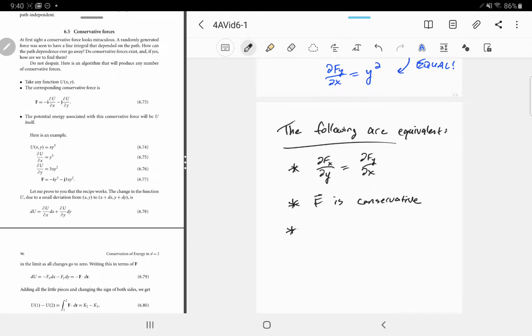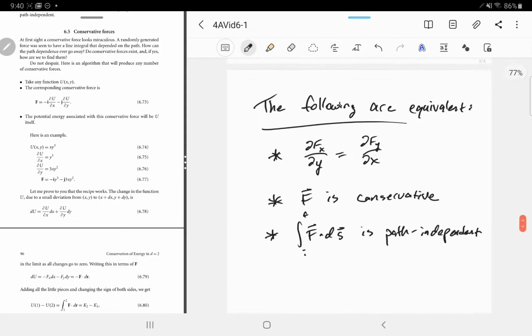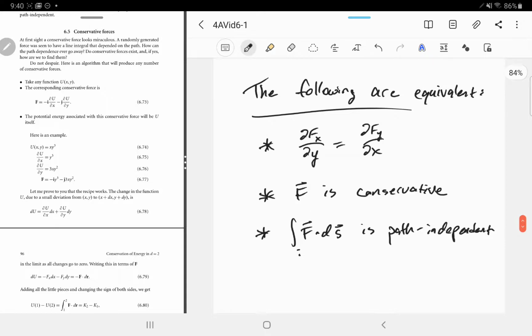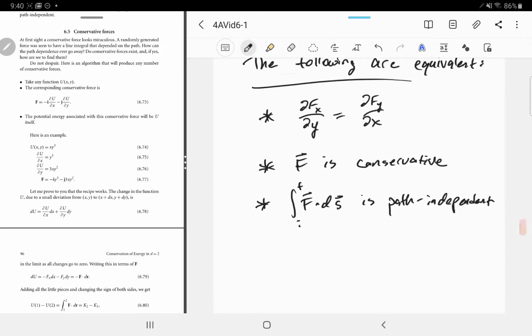Okay, and we also saw that this is related to the integral of F dot ds from some initial point to some final point. This is path independent. So if either of those first two things are true, then this third thing is going to be true. Right? Any one implies all the other ones.